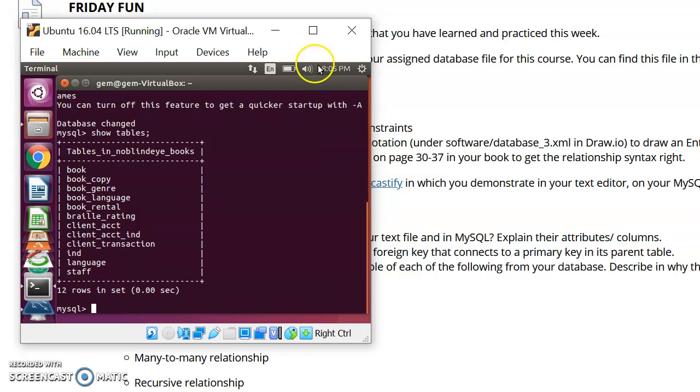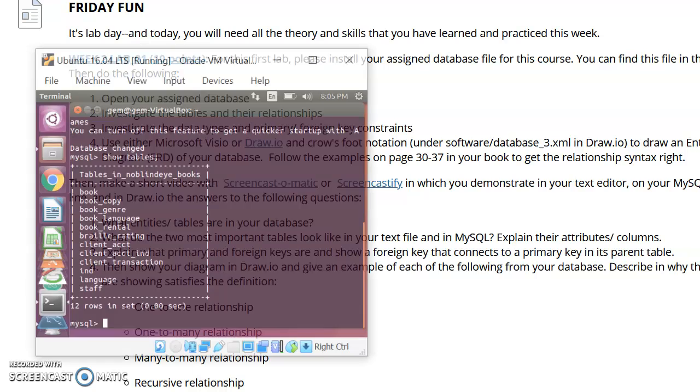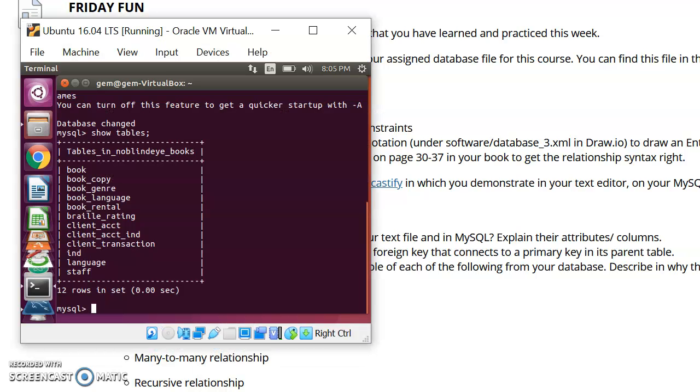Now coming to the second question of the lab. It is asked what are the two most important tables that I have observed. So I believe book rental and client transaction. These two tables are very important. Let me tell you the reason.